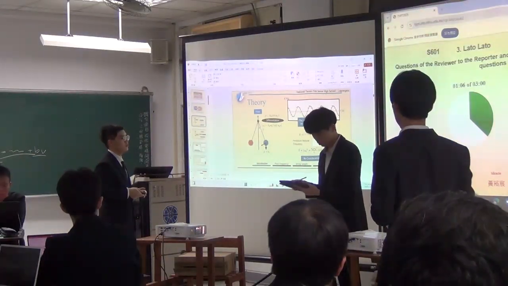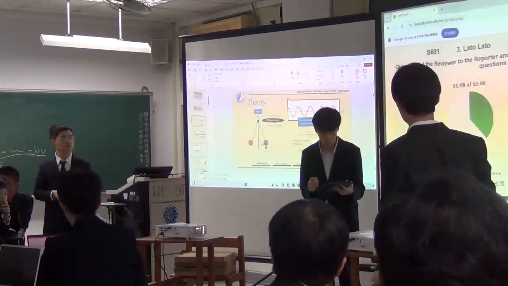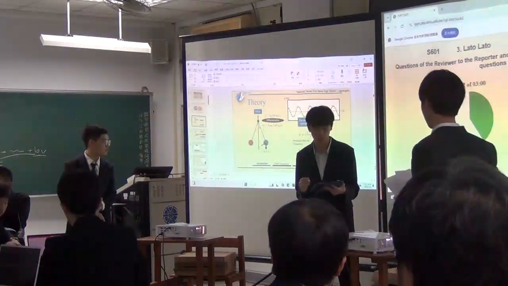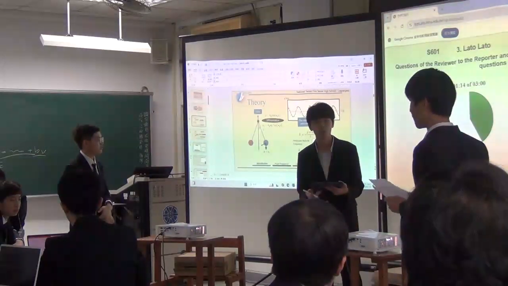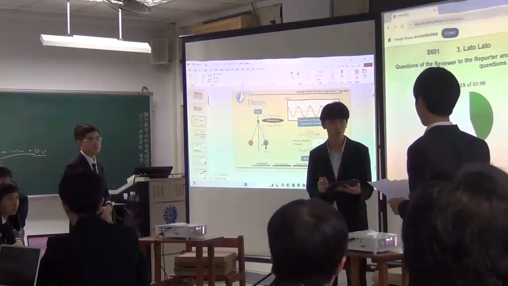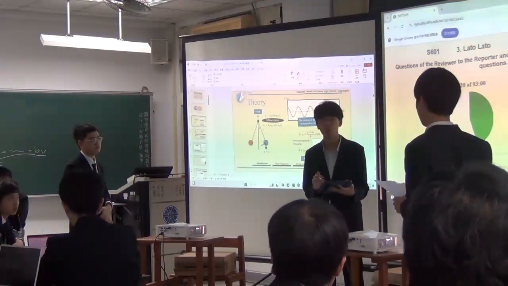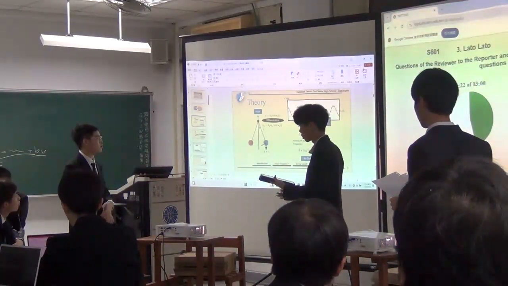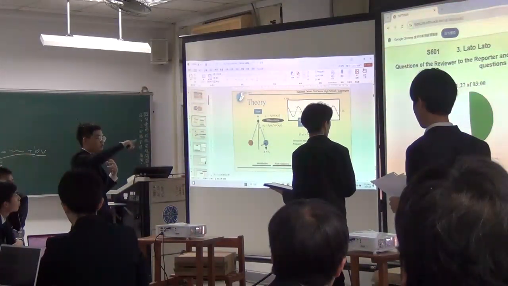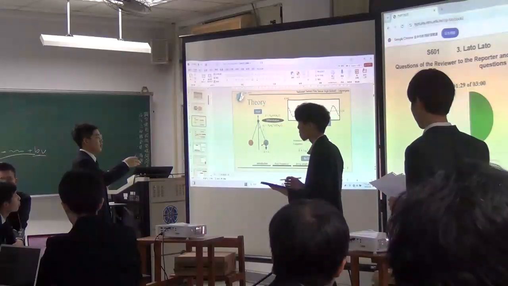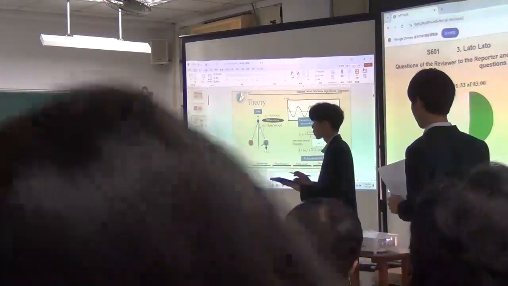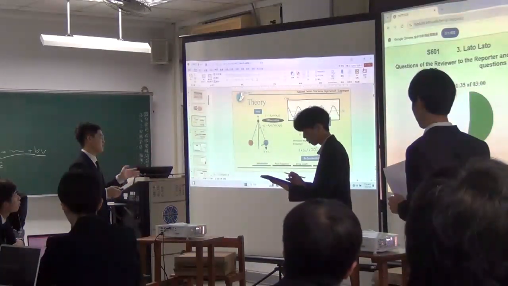Okay, and this question is for both of you. Why would the amplitude of the lato increase? I think it's because of the driven force. Okay, how about the reporter? Well, the driven force is the same in a different experiment. However, if we change the frequency of the force, then the lato will have an increased amplitude at the resonance, when the frequency of the force is at resonance.